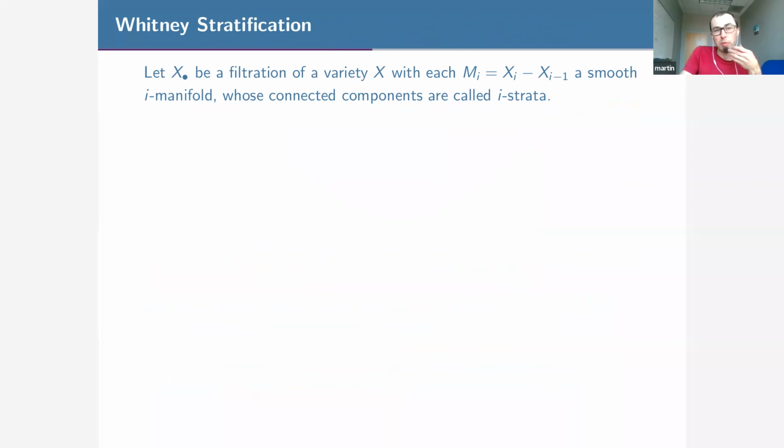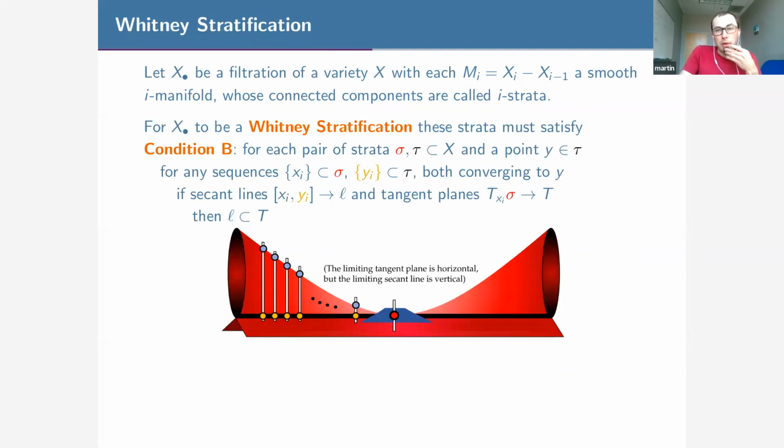Okay, so as before, X bullet's a filtration, and the M's are the strata. Okay, so then what is a Whitney stratification? Well, we want all of the strata to satisfy a condition called condition B. And so for any two strata, let's call them sigma and tau. For sigma, we'll think of everything on this picture of the Whitney cusp. So for sigma, I'd like you to think of the red two-dimensional stratum. So basically the Whitney cusp without the black line is sigma, and tau is the black line. So that's what we should have in mind. And then X, of course, is the whole variety, the Whitney cusp.